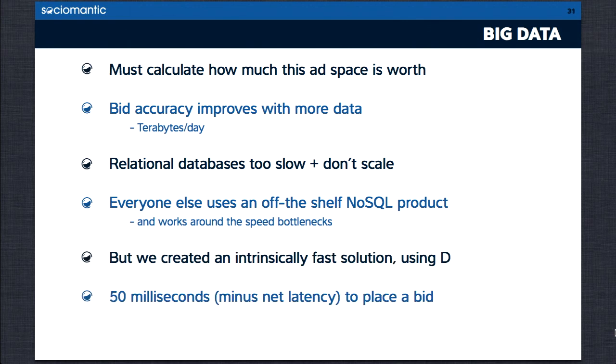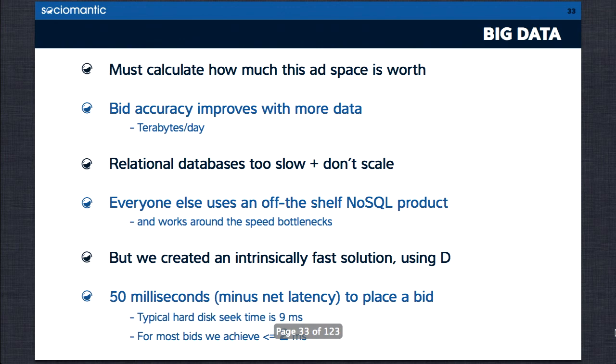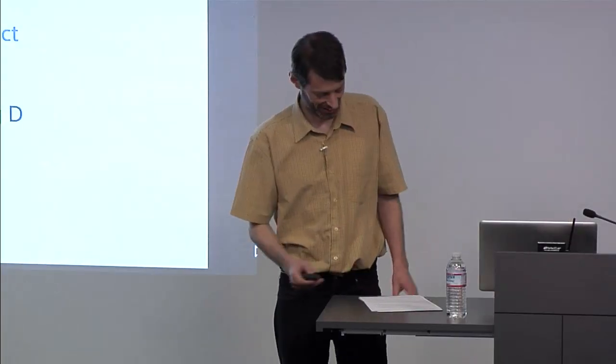Remember that you only have 50 milliseconds plus internet latency, or minus internet latency, to place a bid. For comparison, a typical hard disk seek time is 9 milliseconds. But for most bids, we achieve 2 milliseconds or less. Guess how many hard disk seeks we do? Well done. Give that man a beer.